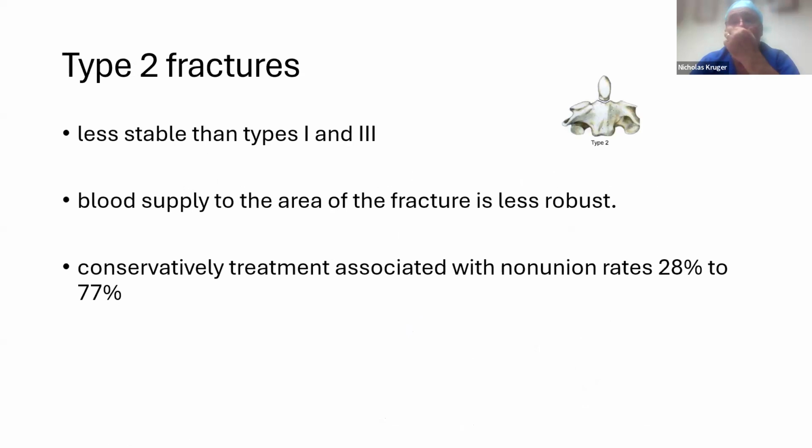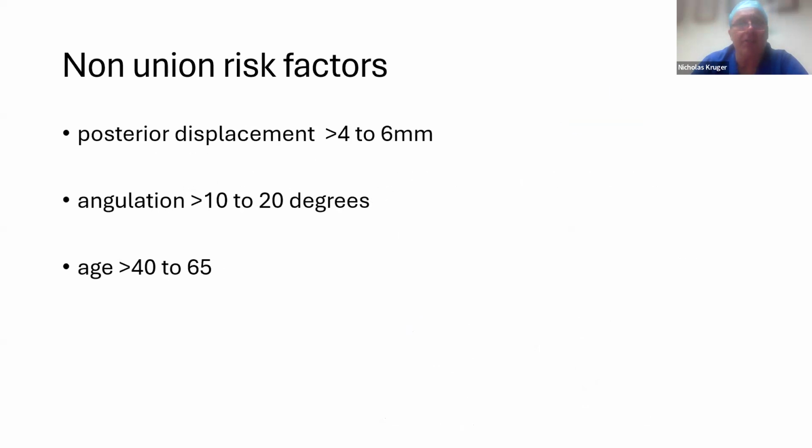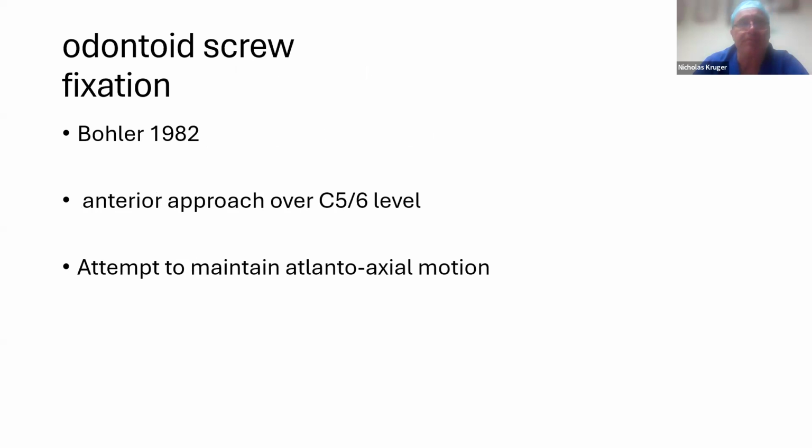The type 2s are the problem ones. They get poor blood supply, a watershed area, and so on, and they have higher non-union rates. So just remember these factors for non-union: displacement larger than 4 mils, angulation, or older patients, they tend to not unite. The peg is like a piece of tibia. It's rock hard bone, and it's got very poor blood supply, so it doesn't unite very well.